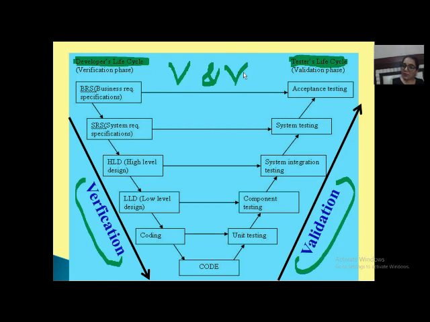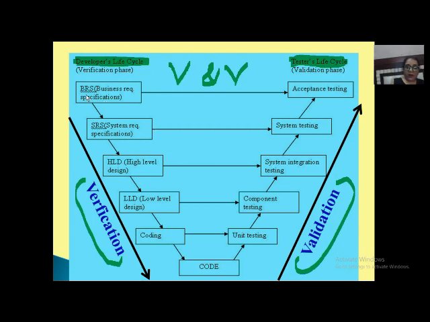So in the exam, if it comes, what is the verification and validation model? It is only the V model, right? Do not get confused. And one more thing, this is a common subject for system analysis and designing also. So you can see we are going downward.